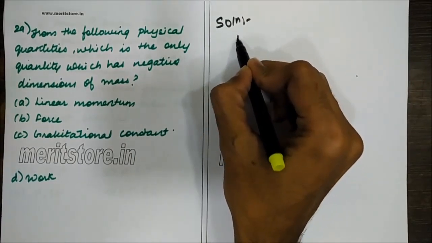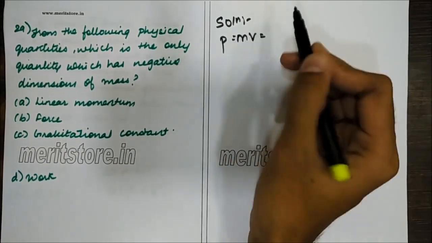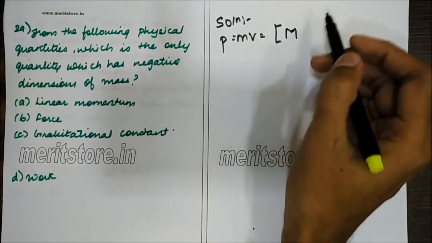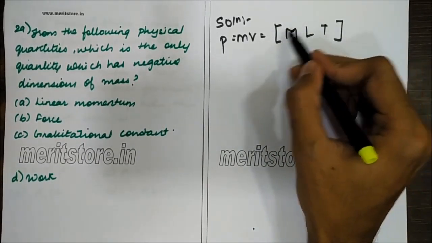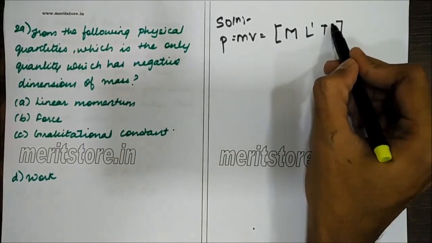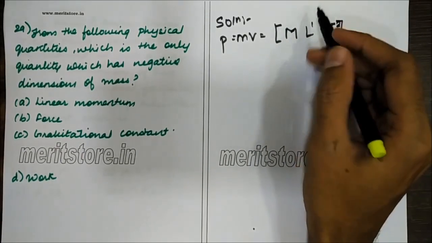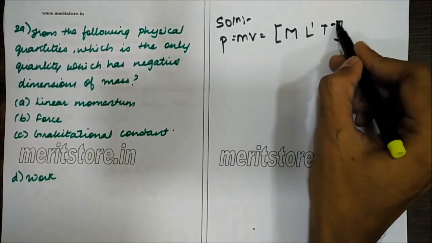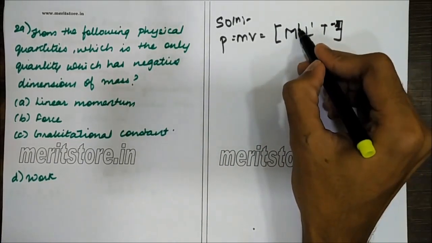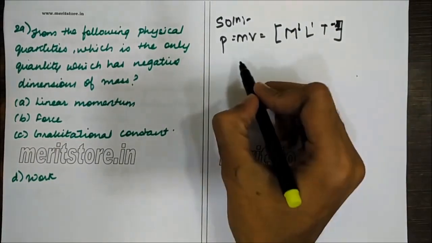Linear momentum is mass into velocity, p equals mv, so for that the mass, length and time. Velocity has length 1, t raised to minus 1, and mass becomes 1. So m1 l1 t raised to minus 1.